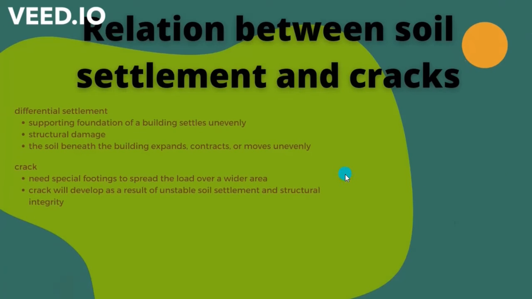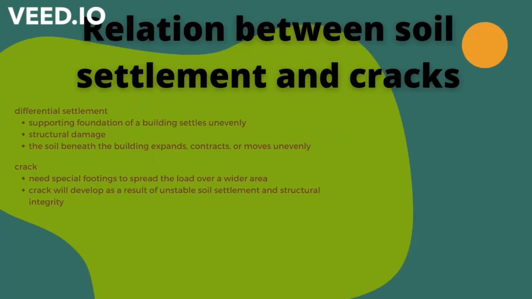And then for the relation between soil settlement and cracks, the term that relates them is called differential settlement. Differential settlement refers to a situation in which the supporting foundation of a building settles unevenly. It results in structural damage when the soil beneath the building expands, contracts, or moves unevenly. That is the impact of differential settlement, and it leads to uneven foundation settlement.